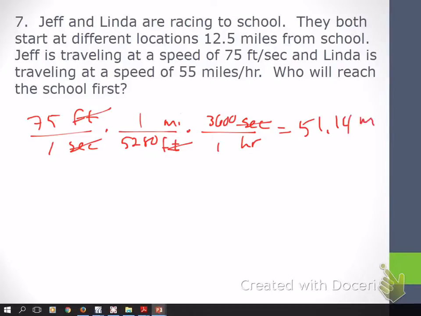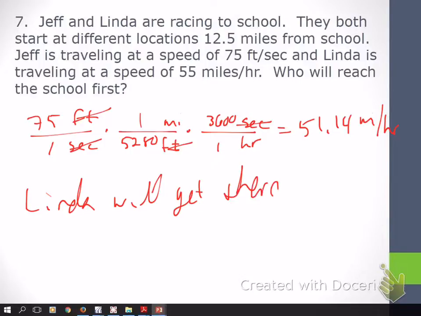51.14 miles per hour. So Jeff is going 51 miles an hour. Linda's going 55 miles an hour. So who's going to get there first? Linda will get there first. Okay, that's why we do this. Make sure that we're comparing apples to apples.